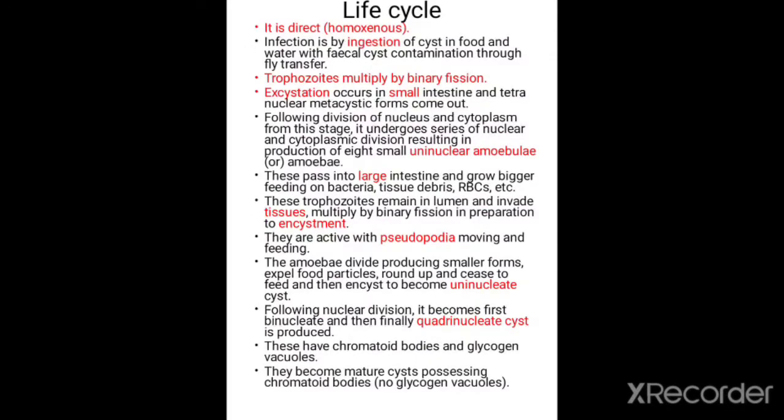Now let us come to the life cycle. Life cycle is direct, that is monoxenous, and infection is by ingestion of food and water contaminated with the cyst. The trophozoites multiply by binary fission. Excystment of the cyst will occur in the small intestine, leading to the liberation of the tetranucleate metacystic form. Then it undergoes a series of nuclear and cytoplasmic divisions, resulting in production of 8 small uninucleate amoebulae.